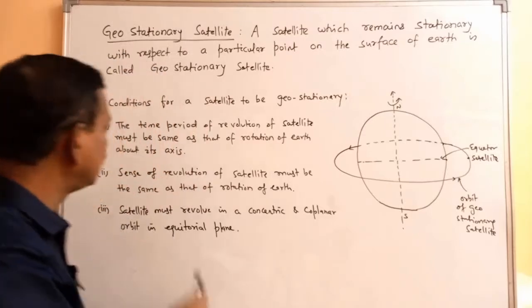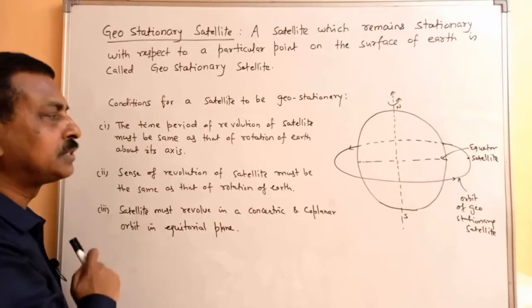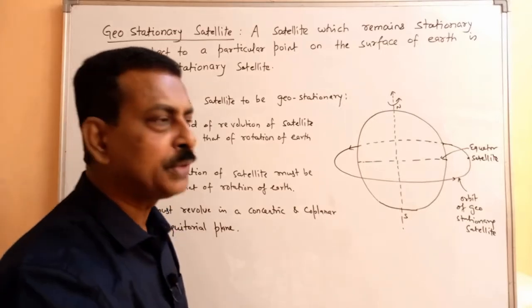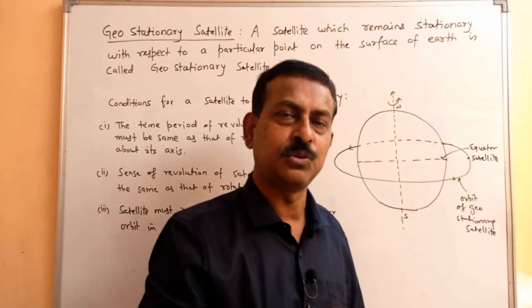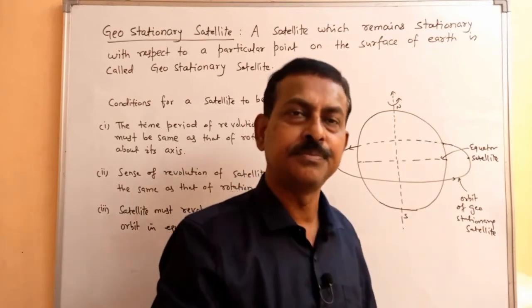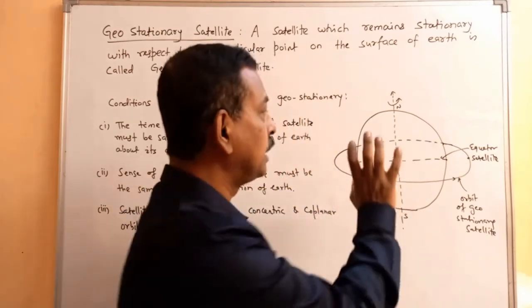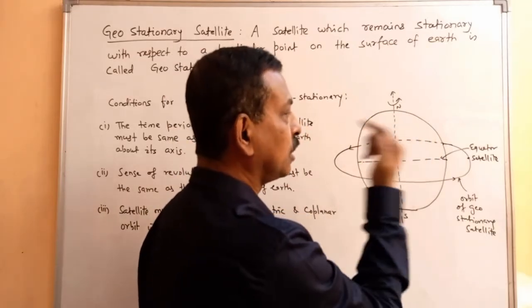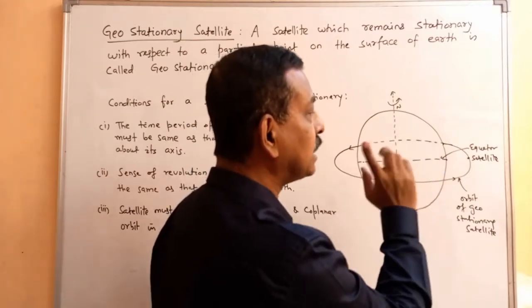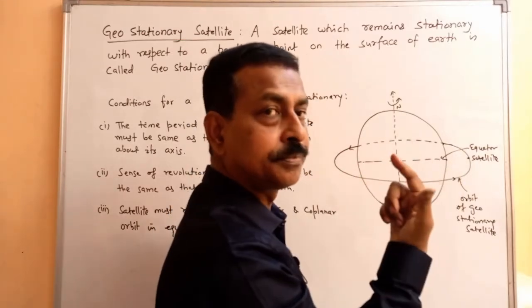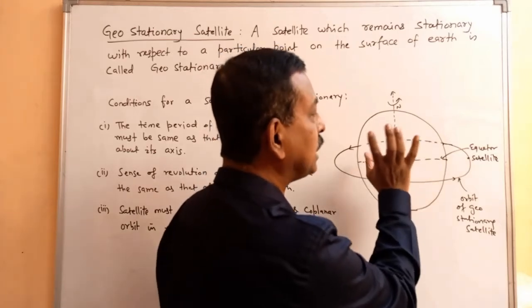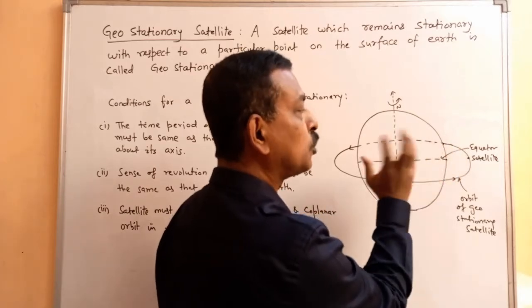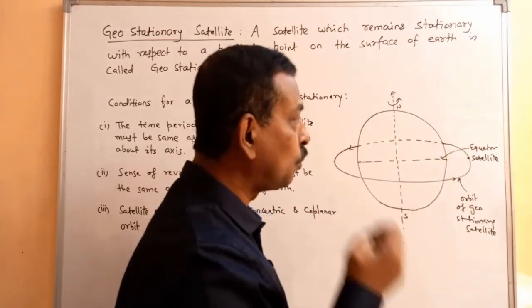The second condition is that the sense of revolution of the satellite must be the same as that of the rotation of the Earth. Suppose the time taken is the same, a 24 hour duration. But suppose Earth is rotating about its axis in this direction, say west to east, and the satellite is revolving in the opposite direction. So if Earth is rotating in this direction and the satellite is moving in the opposite direction, what will happen?